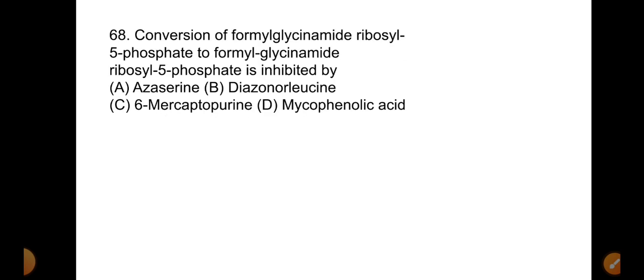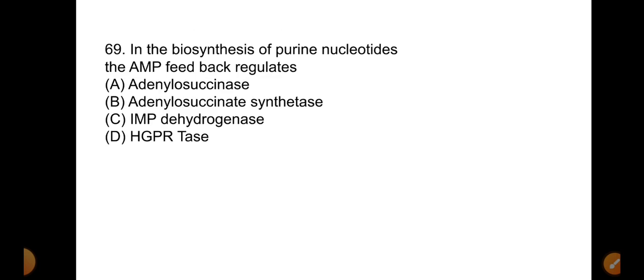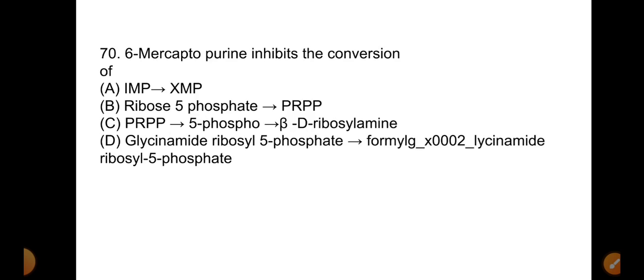68. Conversion of formyl glycinamide ribosyl 5-phosphate to glycinamide ribosyl 5-phosphate is inhibited by... Okay, out of these you have to look for the drug or the inhibitor. 69. The biosynthesis of purine nucleotide, the MP feedback regulates... Other option, write your answer. 70th question. 6-Mercaptopurine inhibits the conversion of... Write your answer. Up to 70 you have questions from nucleic acid.